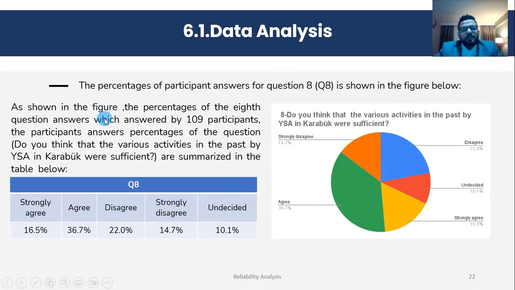And this part of the slide shows the percentages of participant answers for question 8. What was question 8? It was: do you think that the various activities in the past by ICAA or the Yemeni Student Association in Karabakh were sufficient? It is shown in the figure below, and we can see the percentages of the answers, and as we can see, agree is the most common one.